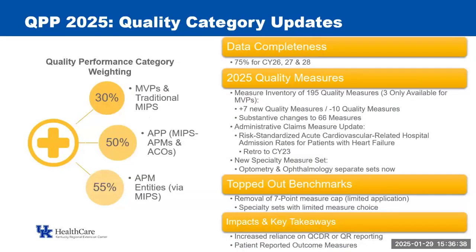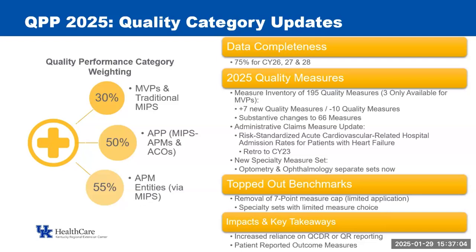Now, to dive into the quality category itself. CMS has finalized data completeness to be held at 75% through 2028. So we have several more years of maintaining that data completeness. We do anticipate in subsequent years that data completeness requirement would increase.